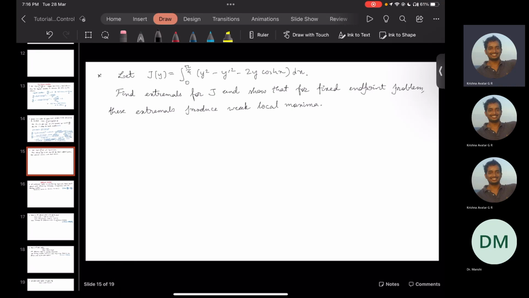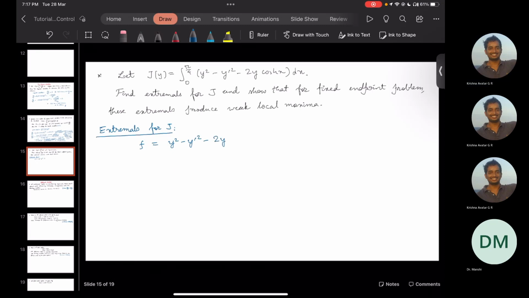Okay, so what we'll do is go step by step, very much following the diction laid out by the question itself. So we first determine the extremals for J. Our first goal is to determine the extremals for J. And you know very well that for this we require an integrand f equal to y squared minus y prime squared minus 2y cosh x. Okay, and let's determine the Euler-Lagrange equation.